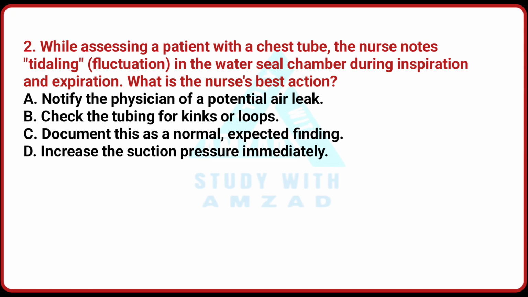Next question. While assessing a patient with a chest tube, the nurse notes tidaling fluctuation in the water seal chamber during inspiration and expiration. What is the nurse's best action? Look at the options. Option A. Notify the physician of the potential air leak. Option B. Check the tubing for kinks or loops. Option C. Document this as a normal expected finding. Option D. Increase the suction pressure immediately.